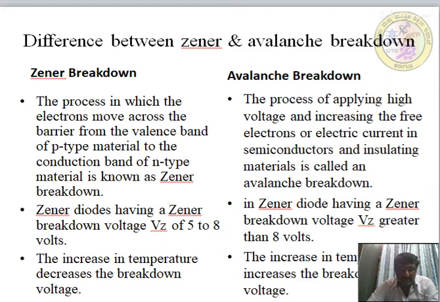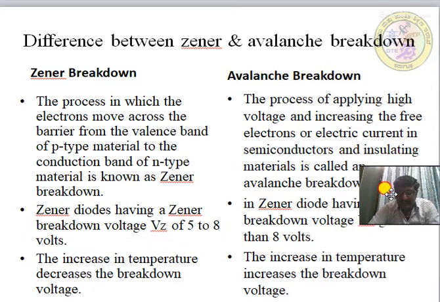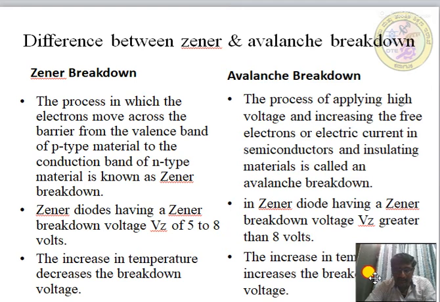Next, the second point: Zener diodes have a Zener breakdown voltage of 5 to 8 volts. In avalanche breakdown, the breakdown voltage is greater than 8 volts. Next, in Zener breakdown, an increase in temperature decreases the breakdown voltage, and in avalanche breakdown, an increase in temperature increases the breakdown voltage.